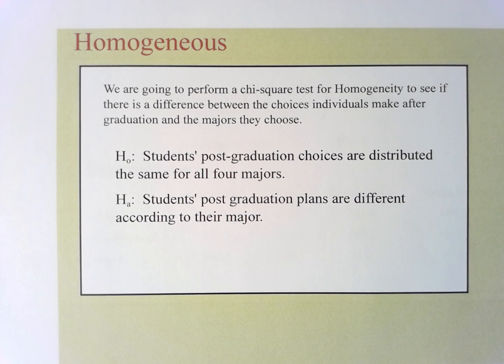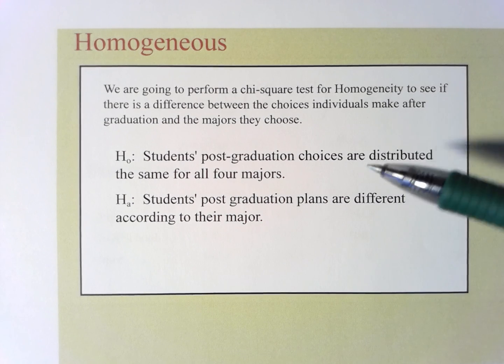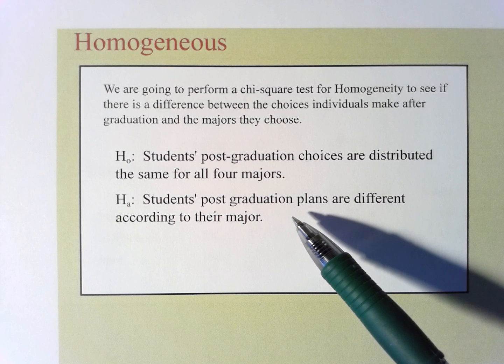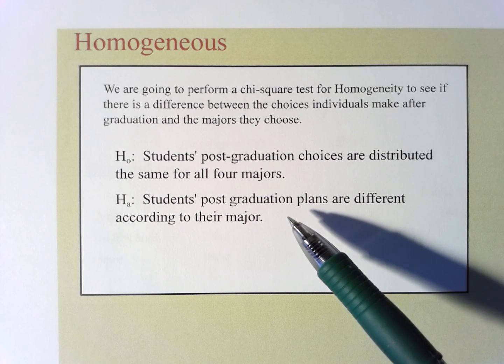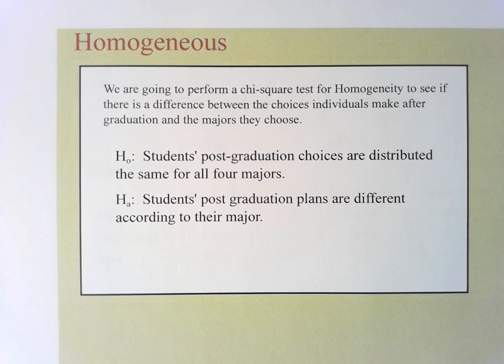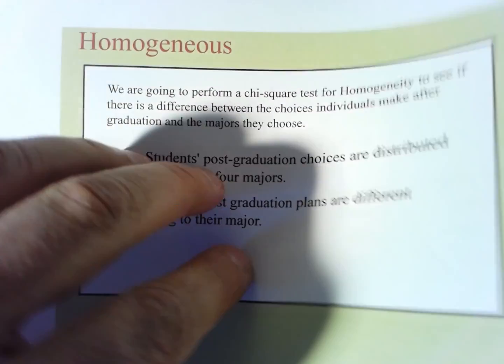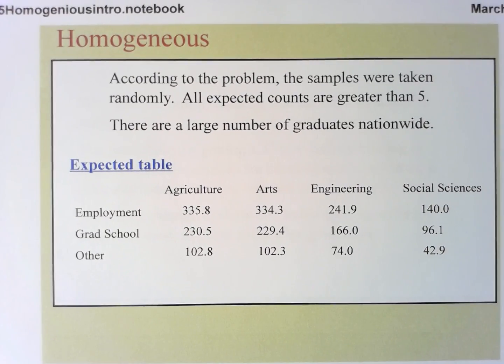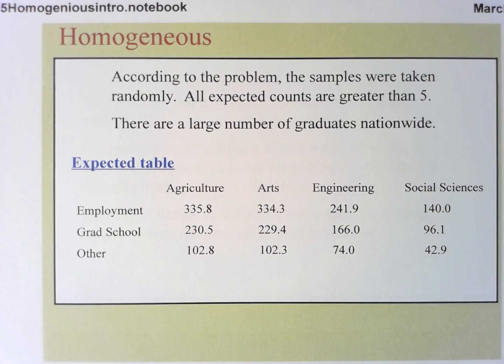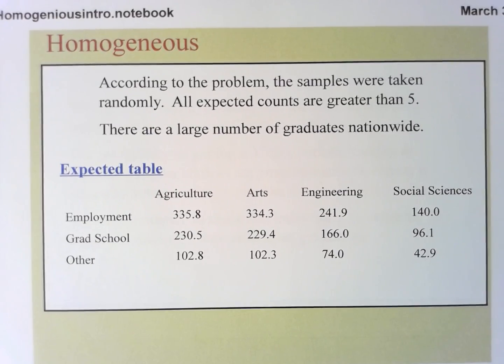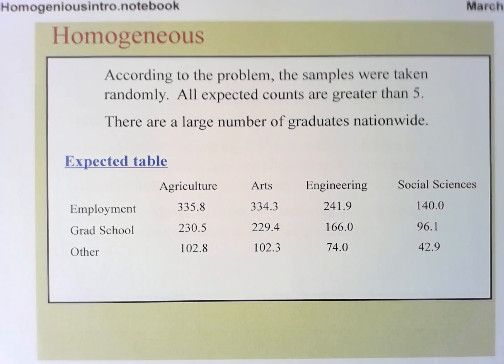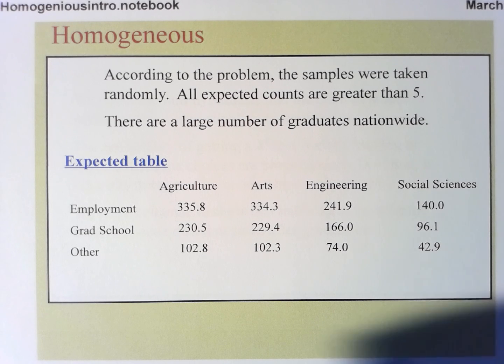All right? We rejected, didn't we? So if we reject this, that means we have evidence to show students' post-graduation plans are different according to their major. All right? And that's the way the conclusion is going to look. Okay, so here we go. All right, here is our checks and assumptions, right? According to the problem, the samples were taken randomly, and all expected counts are greater than 5. Looking at all of them, they are.